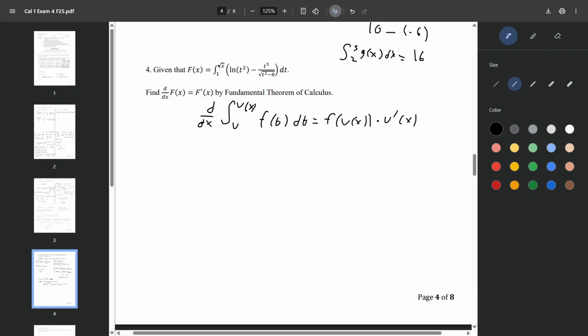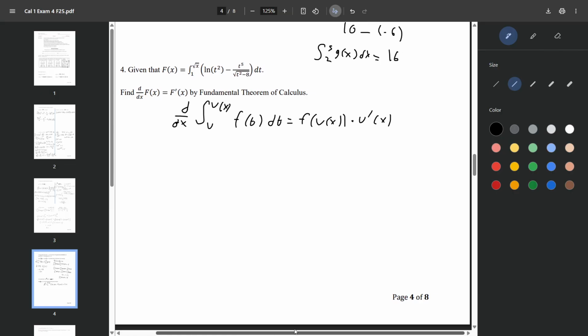And what this effectively means is that we could take the upper bound and plug it in for t in this case, and then multiply the derivative of root x next to the function. So in this case, our u is going to be equal to root x, and so our u prime is going to be equal to 1 over 2 root x.